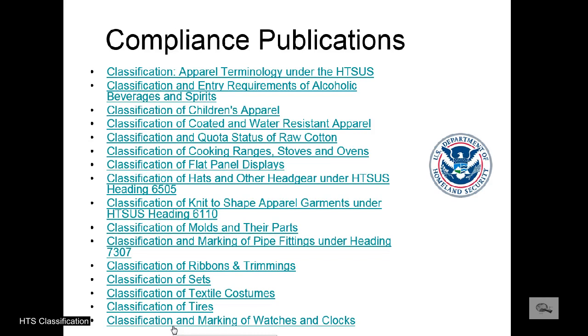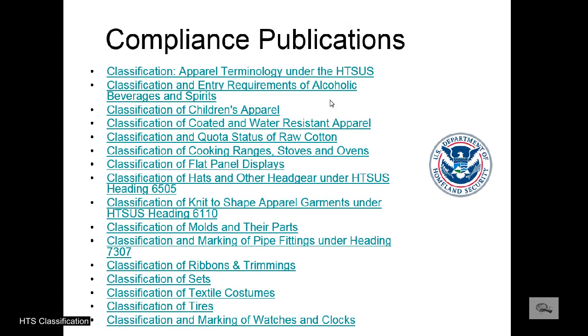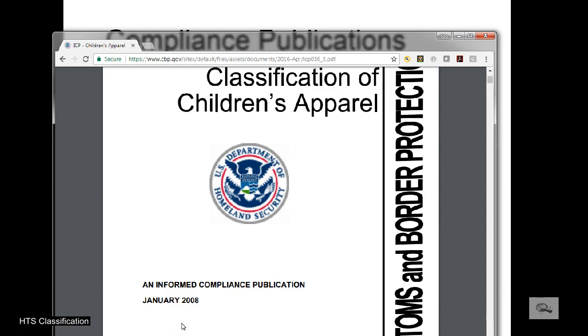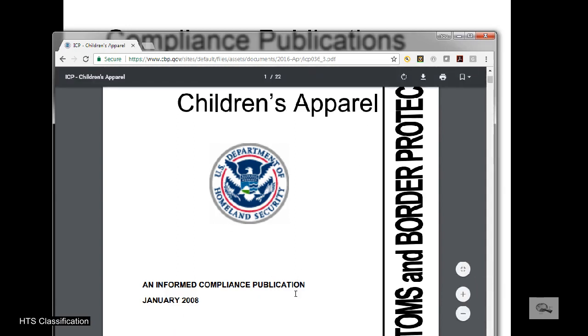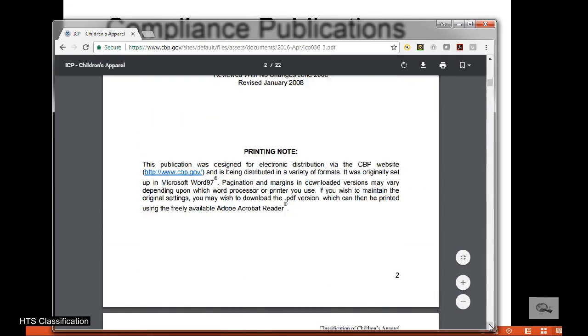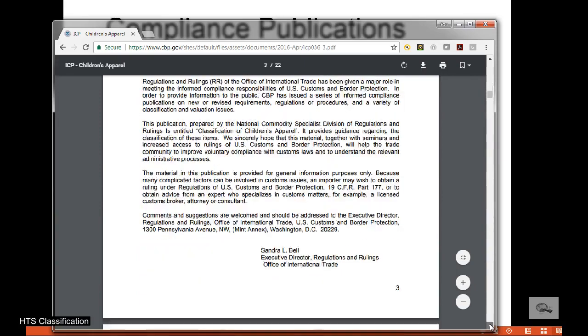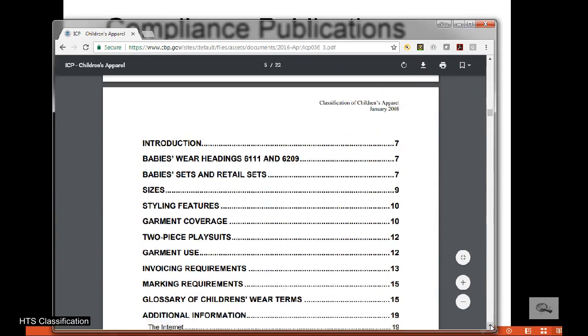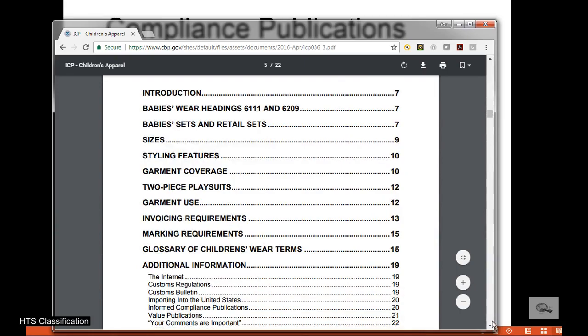CBP has written several publications that explain the logic of classifying particular product lines. One of the most complicated areas of classification is apparel. Note there are several publications relating to apparel and textiles. Here's one of the publications, the classification of children's apparel. Note it's 22 pages long. Here is the table of contents. You can see the detail that this goes into.